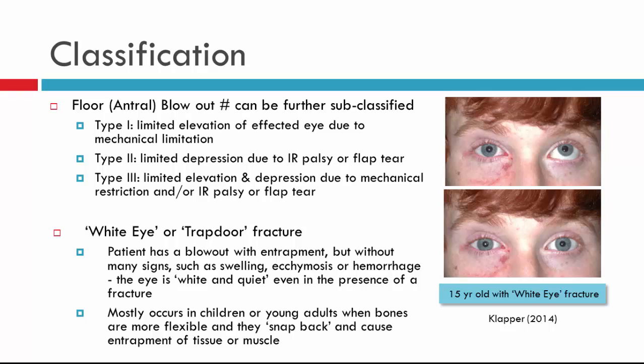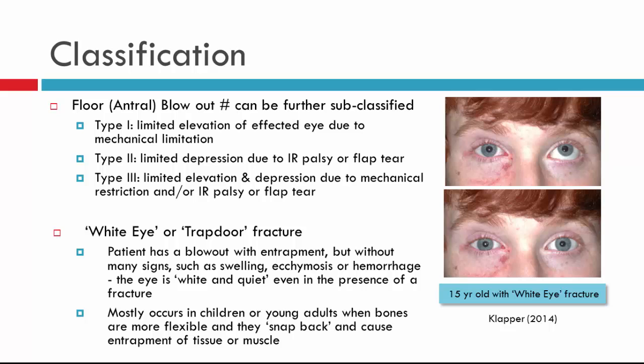And what can occur in this instance is that the patient will have an entrapment of the extraocular muscle, for instance, of the inferior rectus, but without many of the signs that we would otherwise see, so the swelling or the hemorrhaging. So the eye appears white and quiet, even though there's a fracture and muscle entrapment. If we look over to the right here, this individual actually has a white-eyed fracture.